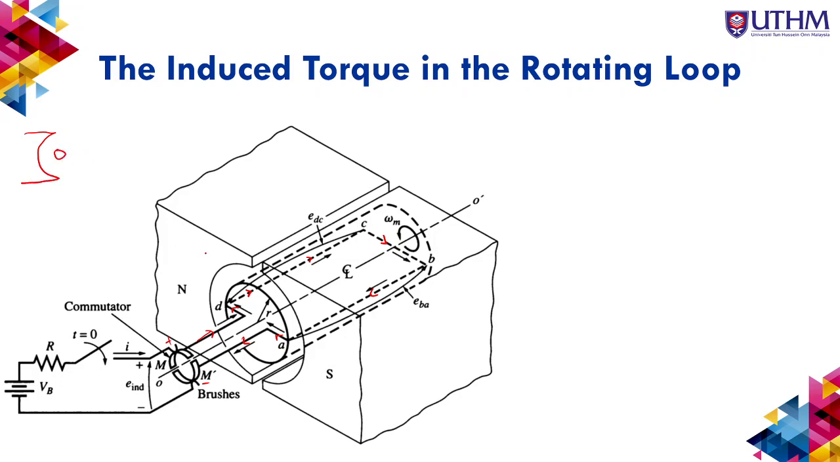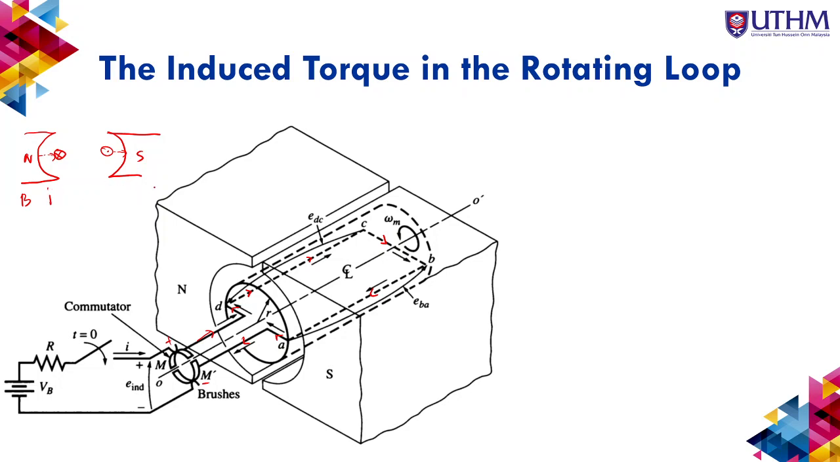Here we can see that the current is entering, seen from the front face, and at this point it will be coming out. The magnetic field will be in this direction. So now we have two parameters: B, which is the magnetic field, and also the current direction.